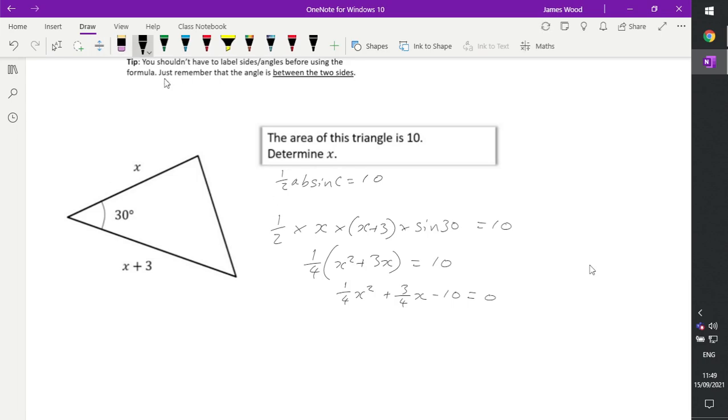I'm just going to use my calculator to solve this quadratic. Okay, my two answers are either x equals 5 or x equals minus 8. And because we're talking about a side length x here, I think it just needs to be the positive value. So the answer is x equals 5.